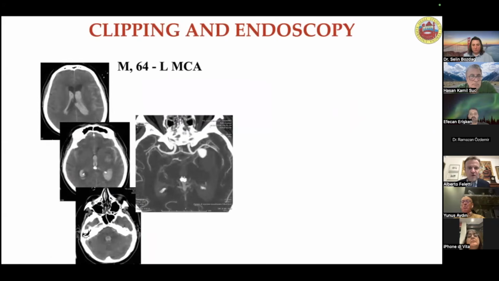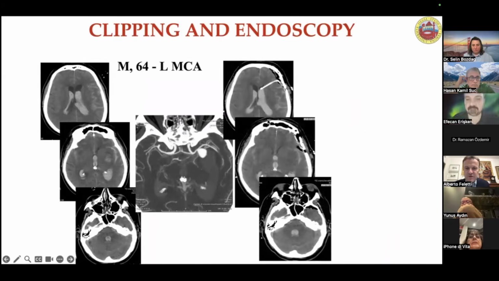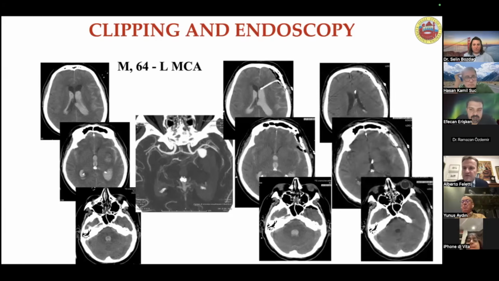Similarly, you can do clipping and neuroendoscopy. This was a 64-year-old male with a left MCA aneurysm. So I first clipped this aneurysm, and then this is the immediate CT scan. Aneurysm was clipped, apparently no complications, but the blood, of course, is still there in the ventricles. So I took the patient again to the operative theater to do endoscopy, and this is the immediate result after endoscopy.